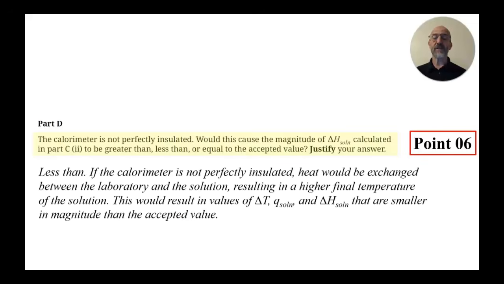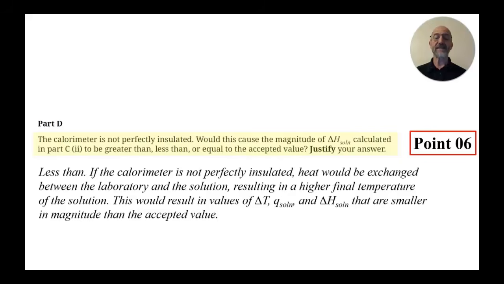So for my answer to this question, I said less than. And my justification is the following. If the calorimeter is not perfectly insulated, heat would be exchanged between the laboratory and the solution, resulting in a higher final temperature of the solution. So the final temperature of the solution is 21.1 degrees Celsius, but if the laboratory temperature is warmer than that, and there is heat exchanged between the laboratory and the calorimeter, then that final temperature of the solution would be higher than 21.1 degrees Celsius. And this would result in values of delta T, the Q of the solution, and the delta H of solution that are smaller in magnitude than the accepted value. So that is my answer to point 6.